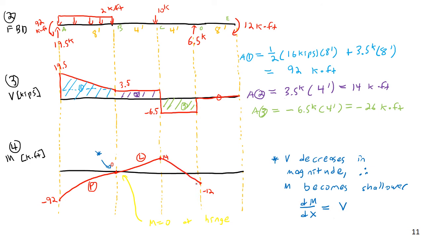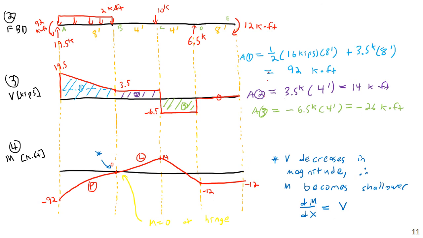And finally, from D to E, we have no shear. There is no shear in the beam, which means there is no change in the moment. There's still moment, but no change in the moment between D and E, because the only thing that can produce a change in moment, besides a point moment, is area under the shear curve. There's no area under the shear curve, therefore moment is constant all the way across at negative 12.